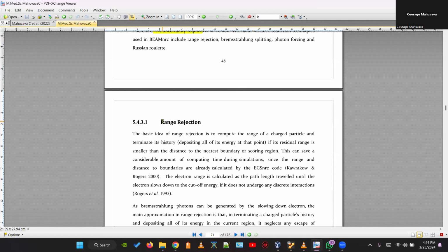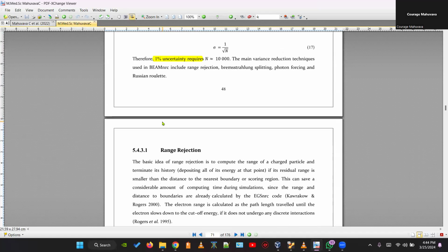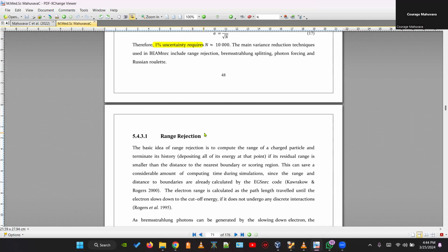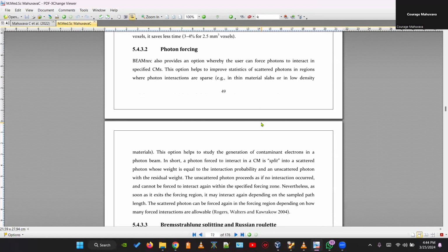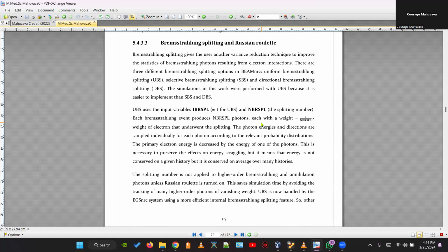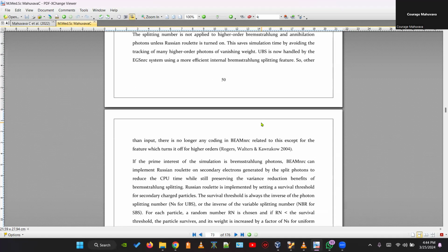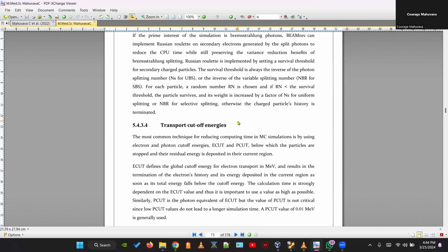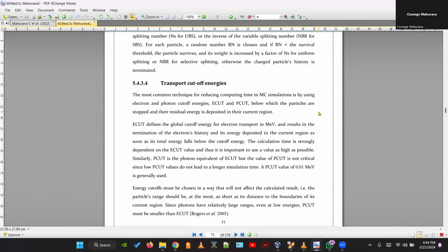All right, so these are the various methods that are used. For example, range rejection simply stops tracking a particle completely once it's out of the region of interest, or once its energy is too low to cause any significant dose, right? There are others that are used, but I'm not going to spend time on that right now. I'll share this document with you if you want to read it.